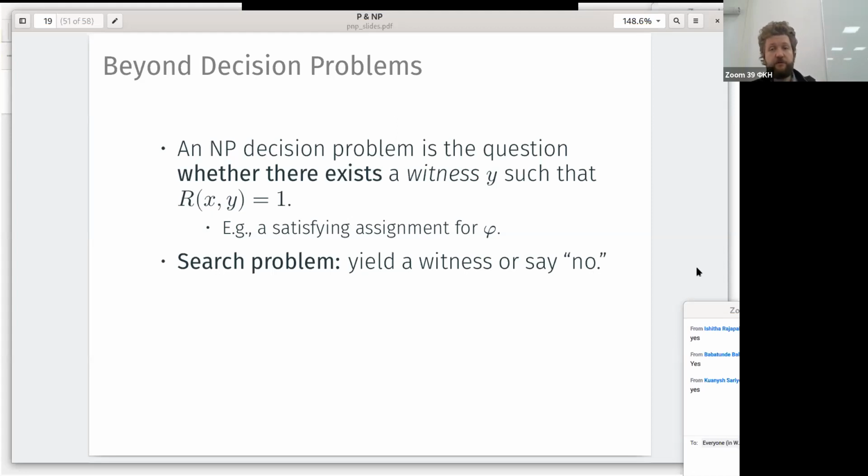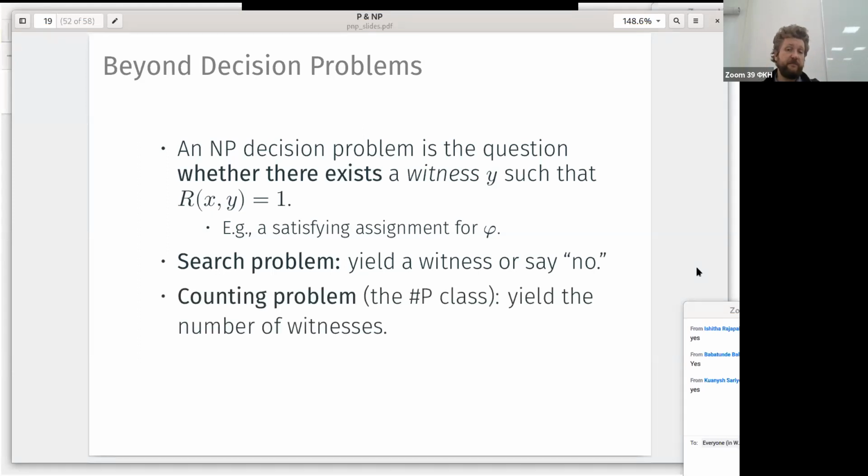So if you answer no, you just answer no. But if you answer yes, you should present at least one satisfying assignment. This is a search problem. Of course, the search problem is at least as hard as the decision one. Because if you can solve the search problem, you can just, instead of yielding the witness, just say yes. So it's not easier, but we'll see it's actually not hard.